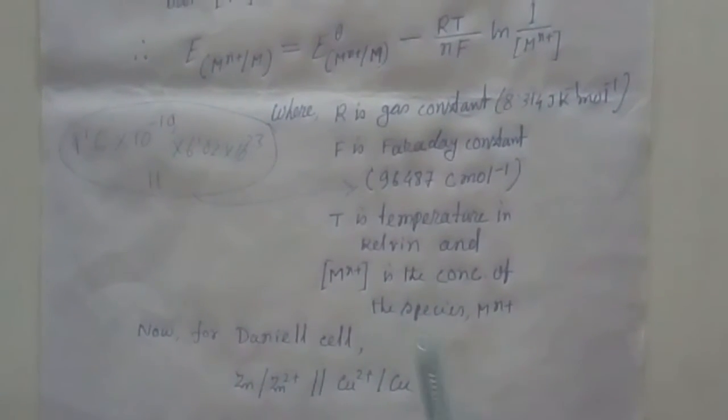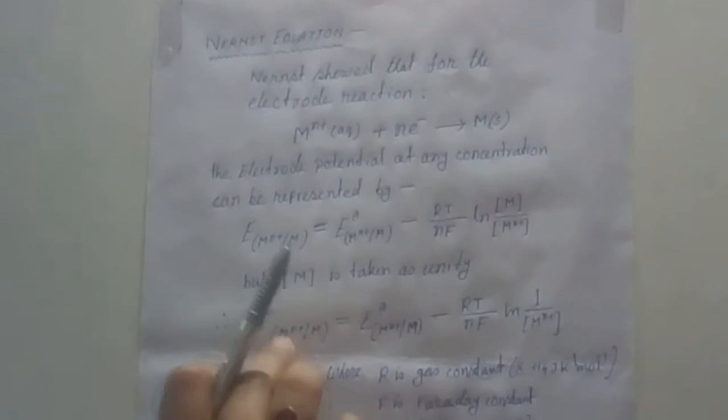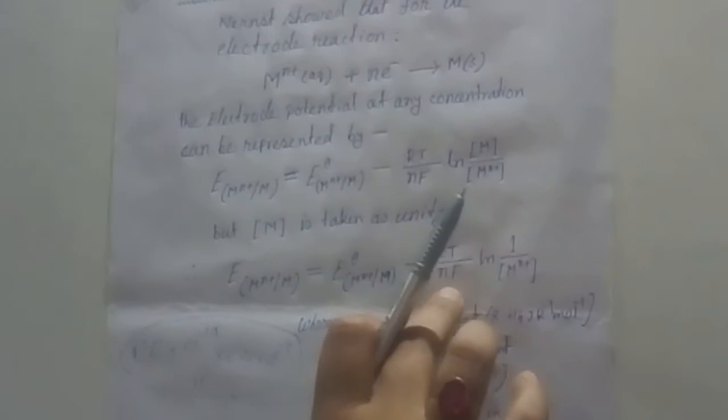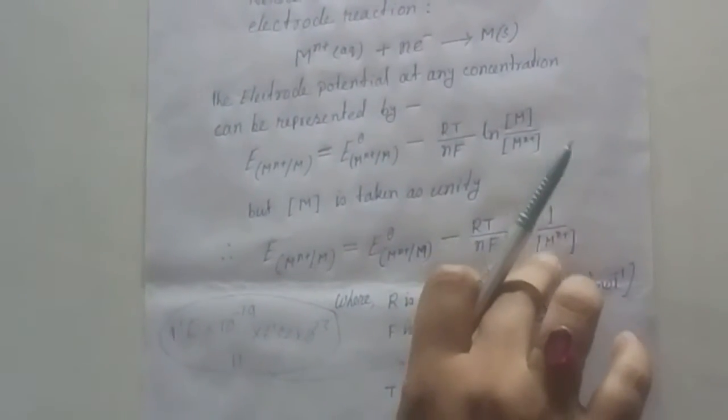And T is the temperature in the Kelvin scale, and M^n+ is the concentration of the species M^n+. So this way we get what is called the Nernst equation. That means the electrode potential of an electrode at any concentration is equal to the standard electrode potential minus RT/nF ln of 1 by concentration of M^n+.